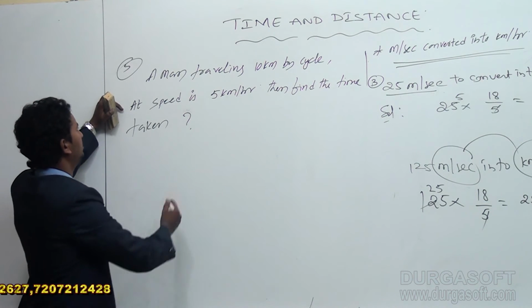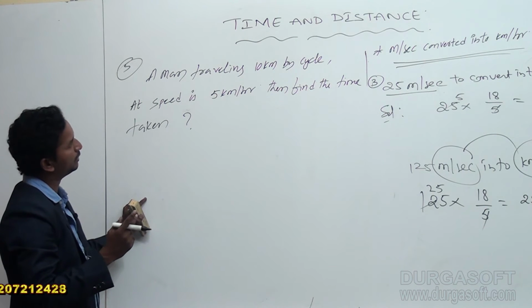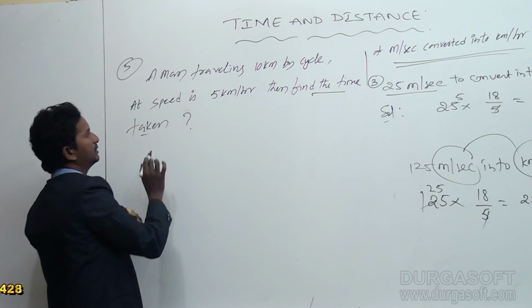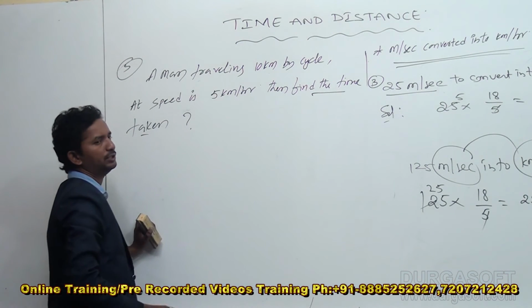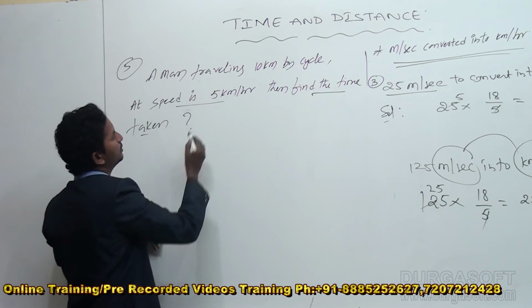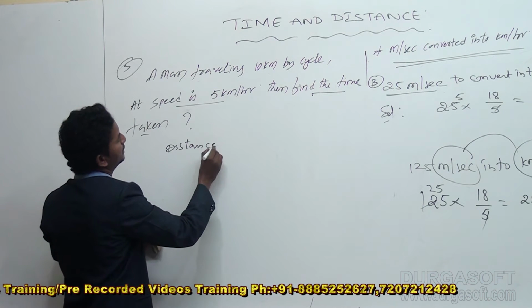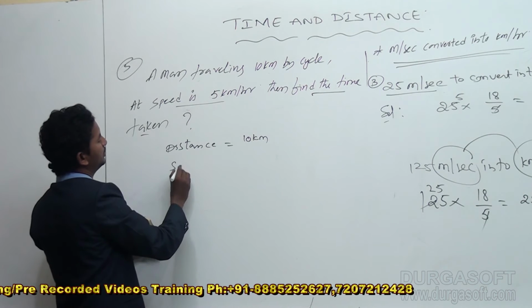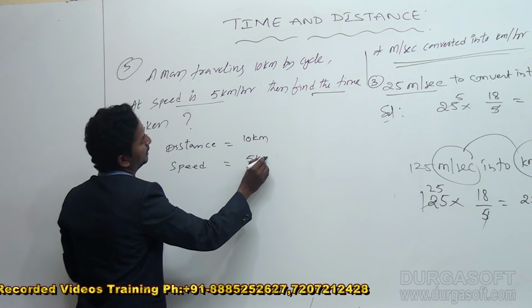Now here the question says any one is constant. What is the constant here? Time is constant here. When the man is traveling by bicycle, the distance is given and your speed is also given. What is the distance here? Distance is equal to 10 kilometers. Now what is the speed? Speed is 5 kilometer per hour.